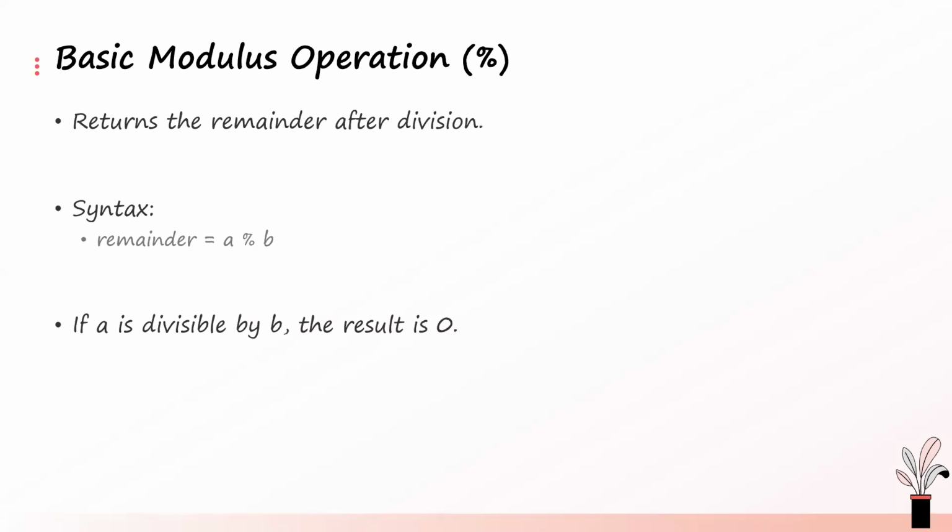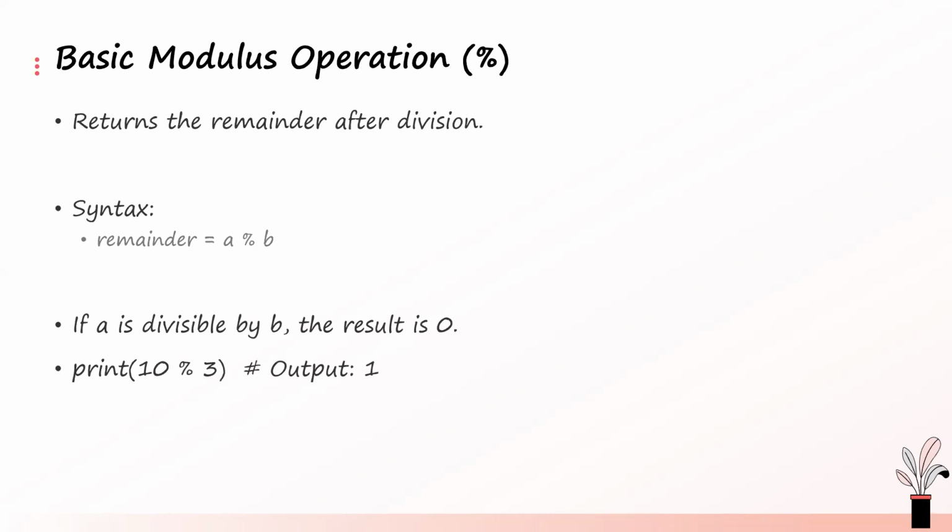So if A is divisible by B, the result will be 0. If you say 10 divided by 2, there is no remainder, so the remainder, of course, is 0.